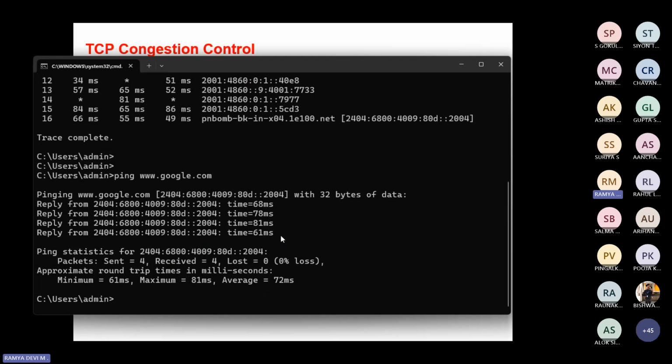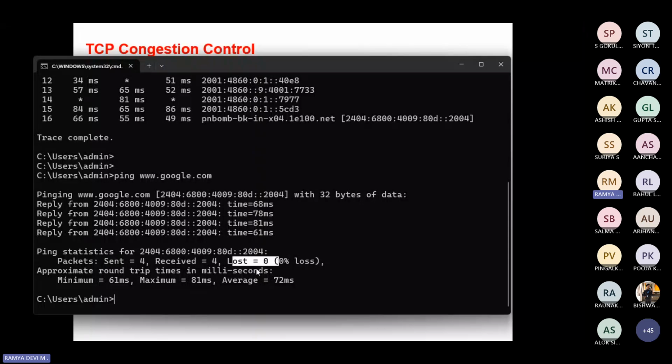Ping will always send 3 to 4 packets. So see here, there are 4 packets which are being sent: packet number 1, packet number 2, packet number 3, and packet number 4. How many packets sent? 4 packets sent, 4 packets received. There is no loss. What is the RTT?